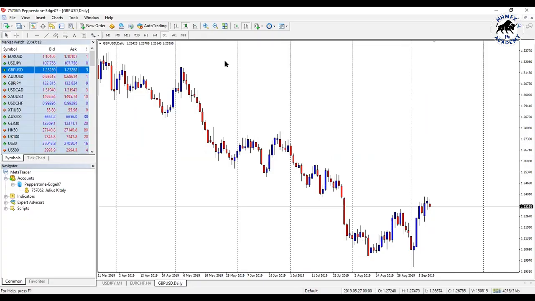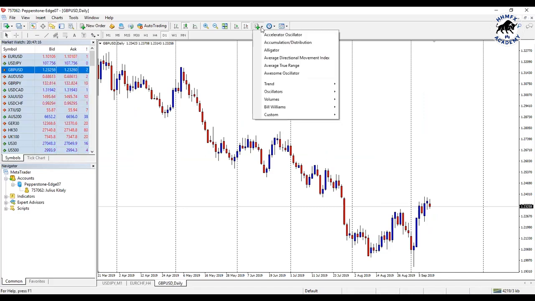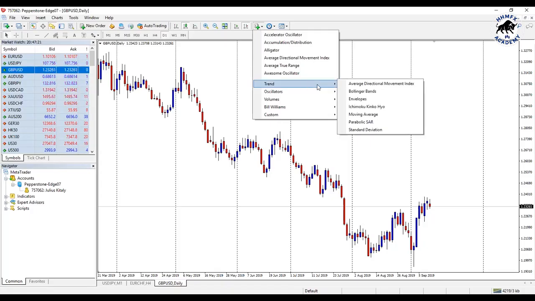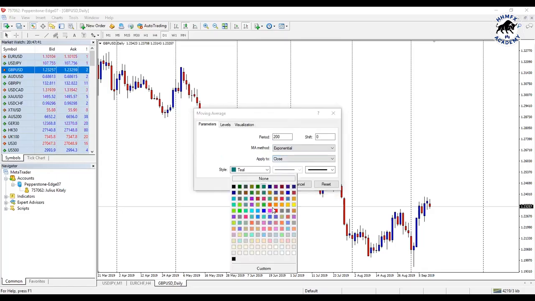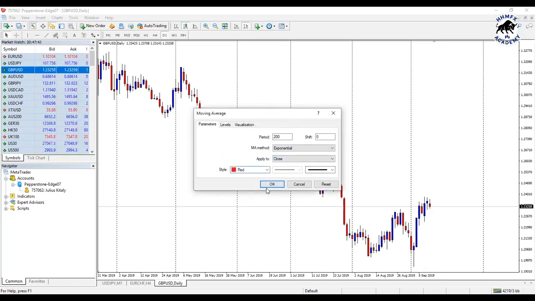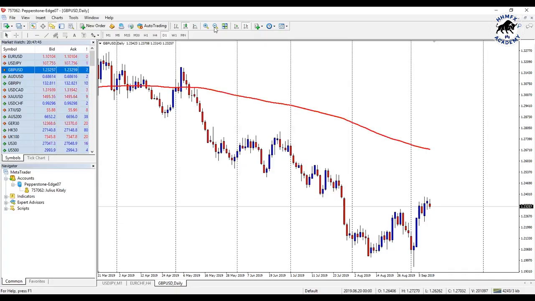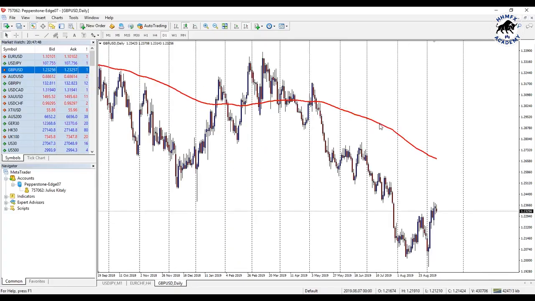So in order to insert that one, you just go to this button there, then you go to trend, then go to moving average, then we just use 200, set it to 200, then select exponential, then just close. Then you can just use a red line. Let's use red line, then okay. See guys, this is now the 200 moving average.